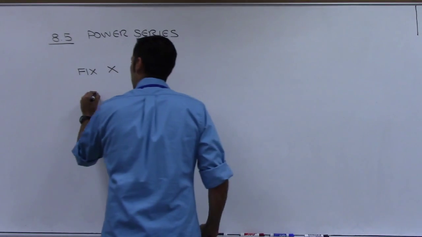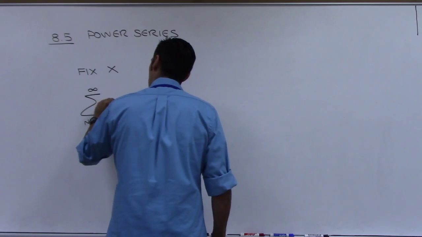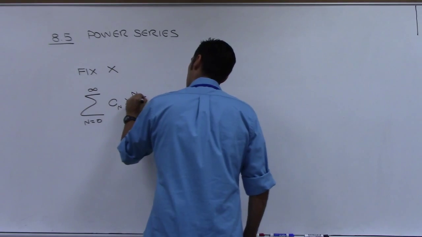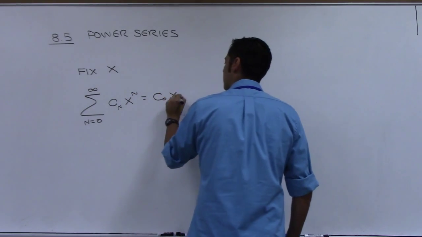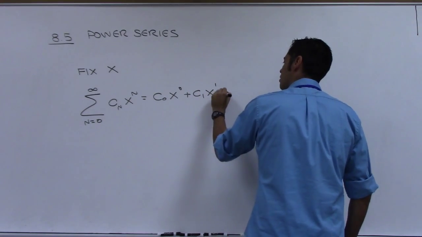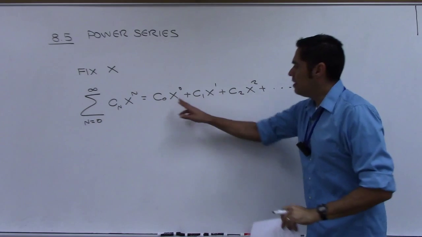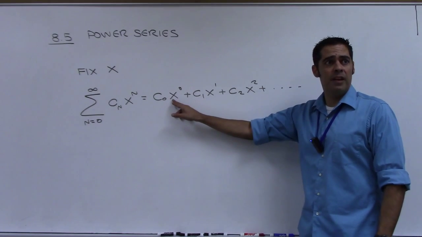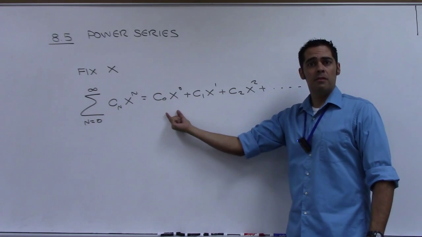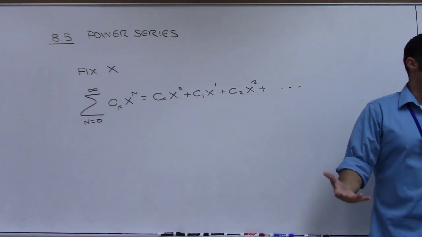Then if I write out a power series like this, which we just said was c sub 0 x to the 0 plus c sub 1 x to the first plus c sub 2 x squared. Then if these are all numbers, right, x is fixed, if that's a number and that's a number, then the two of them together is a number, and then another number, then another number, then that's just a series, right?